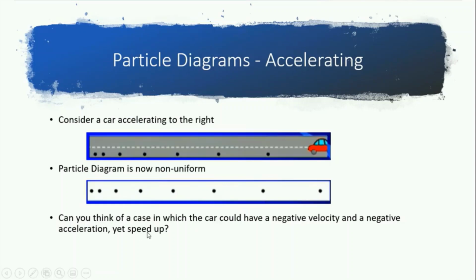Now, this question I asked you to think about when you were pausing the video: can you think of a case where the car could have a negative velocity, which means it would be headed to the left, and a negative acceleration, yet speed up? Here's what that could look like. All the negatives tell you is a direction. Negative velocity means it's headed to the left. Negative acceleration would mean it's also accelerating to the left. So they're traveling to the left, and instead of pressing their brake, they're pressing the gas. That's a way that you could have a negative velocity and a negative acceleration.